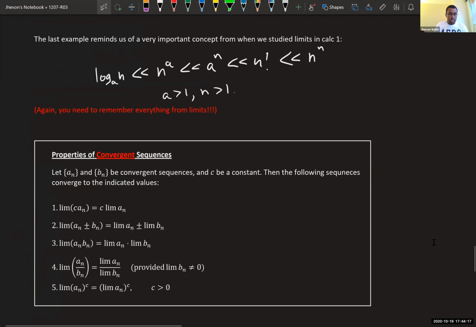And these are properties of convergent sequences. It does not apply if your sequence is not convergent, but if your sequences are convergent, then all the nice limit rules that you knew about from Calc 1 that worked for limits in Calc 1, they work for sequences as well. So that's good to know.